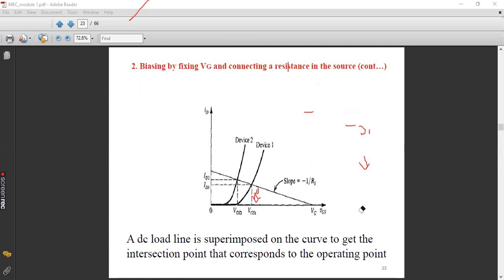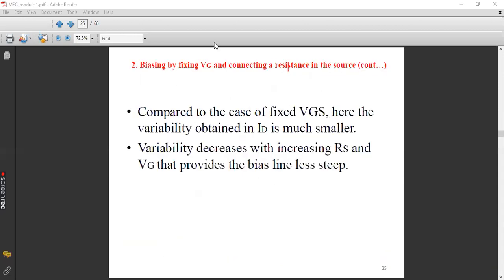Is that fine? So hence we can say that the degeneration action has taken place by using that RS resistance. If somebody asks you what is the advantage of fitting an external resistance in the source, apart from fixing VG, you should tell that a high value of resistance RS in the source will make the Q point more stable. That means the change in the load current or the drain current can be negligibly small, or you can claim there is no change in drain current. So please note down these 2 points.